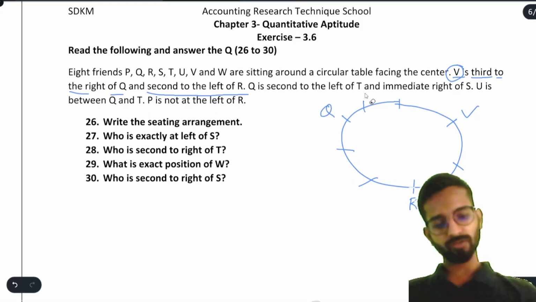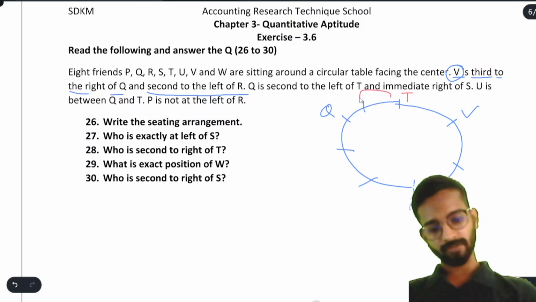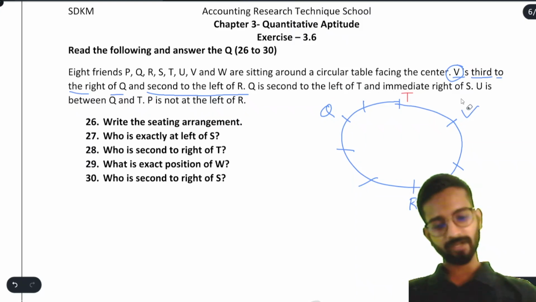Then Q is second to the left of T. So if T is here, 1 left and second left. Okay. After this, and immediate right of S, it means they are saying Q is second to the left of T is done and immediate right of S. So S will be here, so that it will become immediate right. U is between Q and T, so I can write U here.